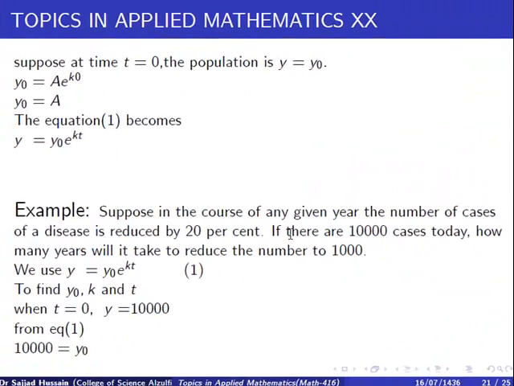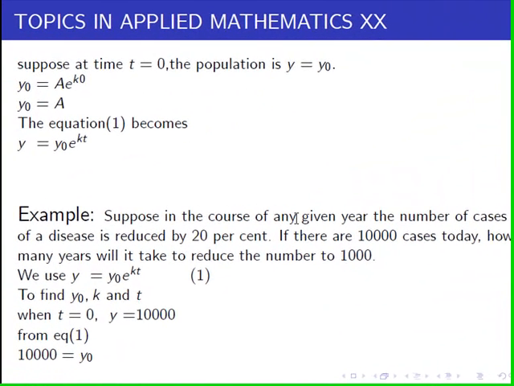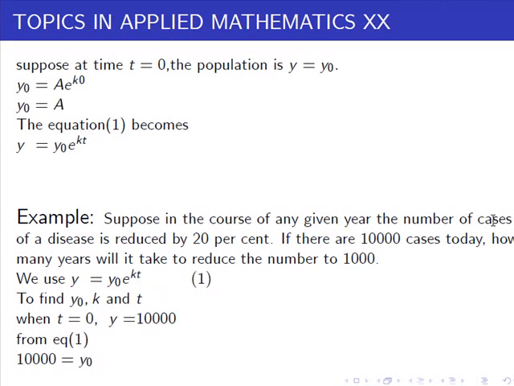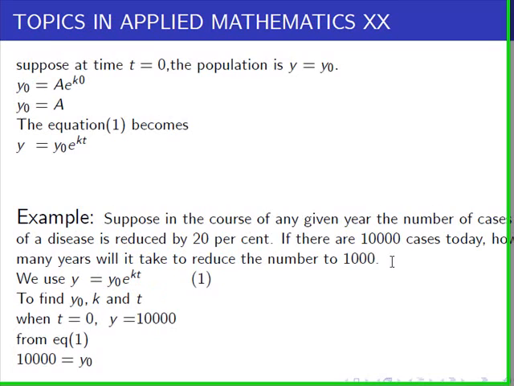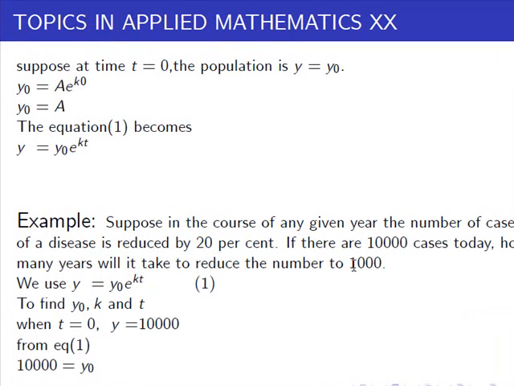Suppose in the course of a given year the number of cases of a disease is reduced by 20%. If there are 10,000 cases today, how many years will it take to reduce the number to 1000? This is our problem, and we will use the population growth model. That is basically an initial value problem. Now here our model is y is equal to y naught e raised to power kt.